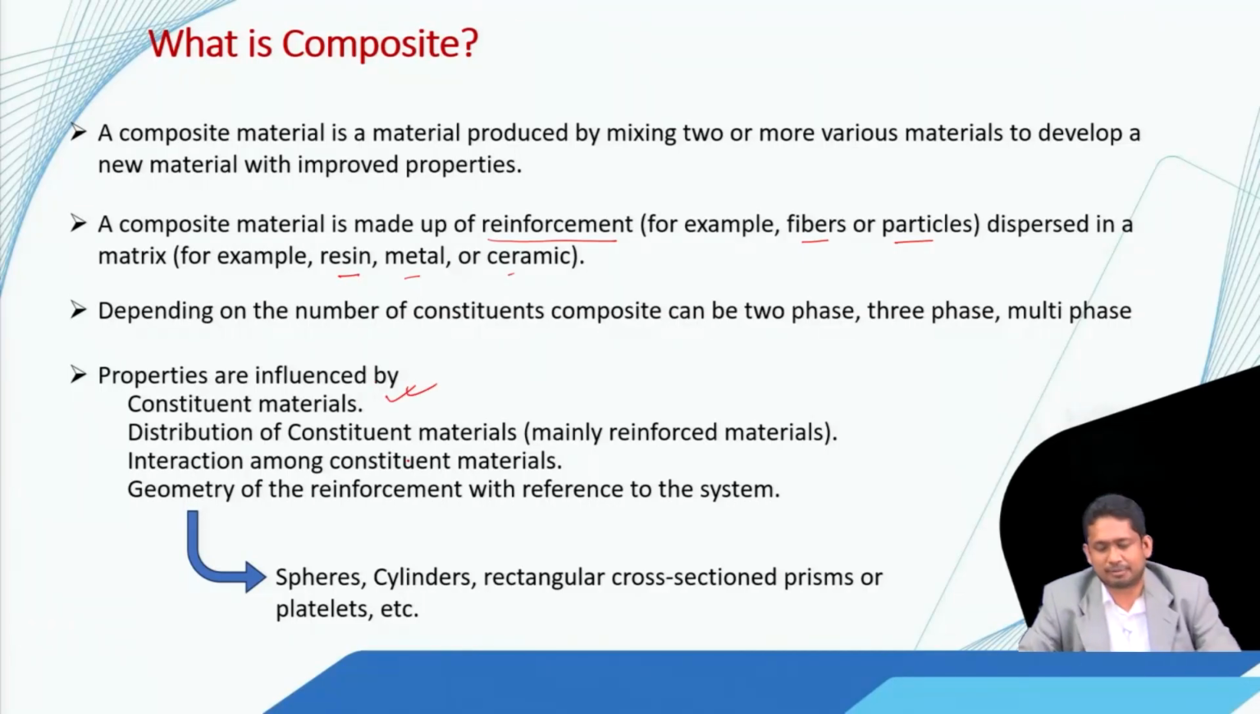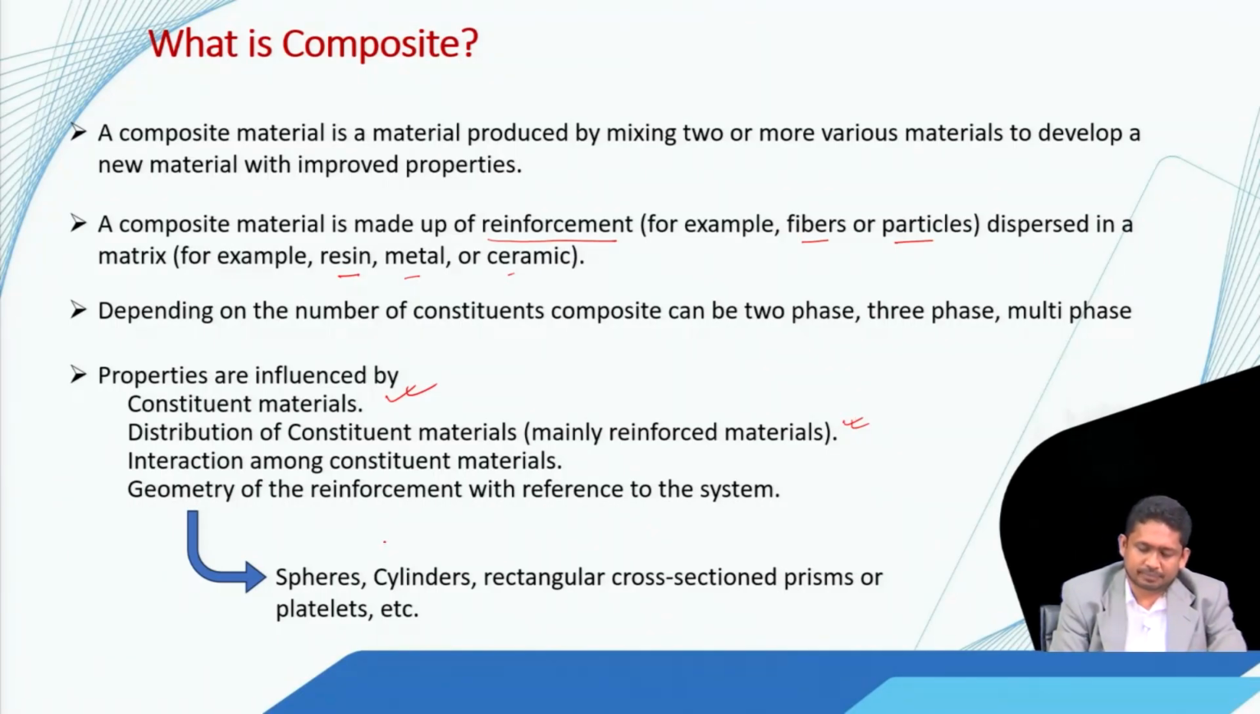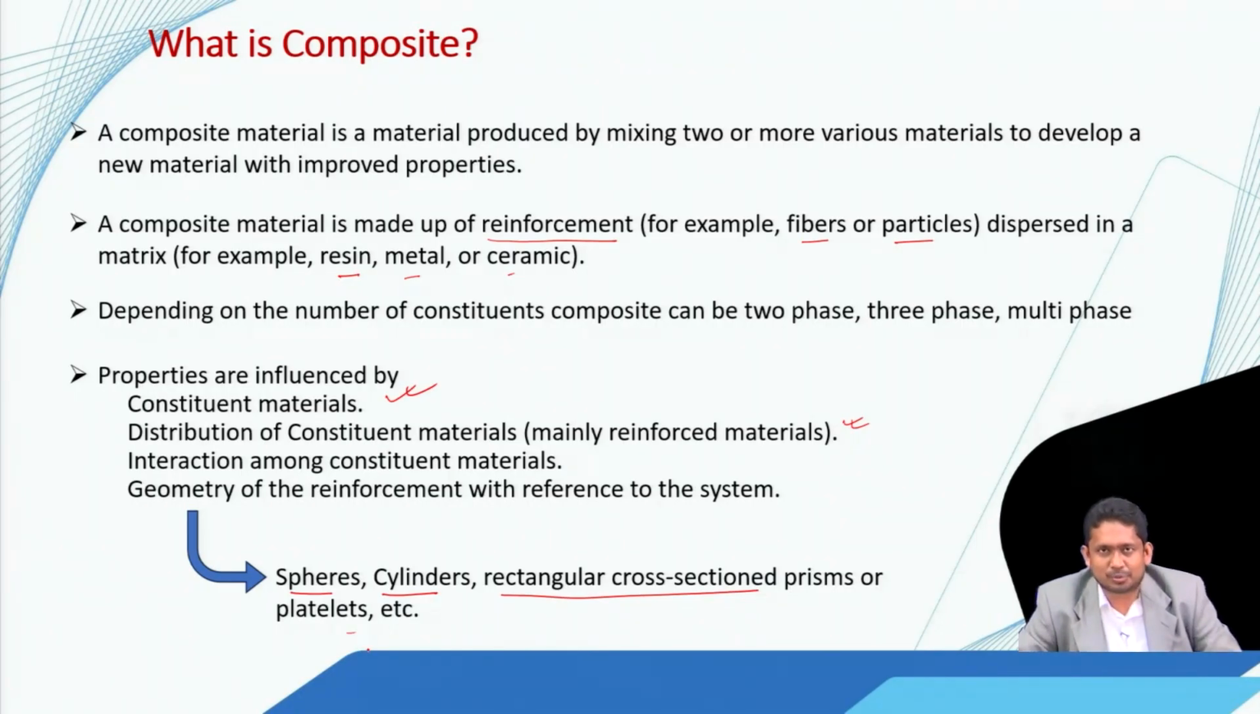So what reinforcement we choose, what matrix we choose, in what proportion we choose, how the reinforcement is distributed, how the matrix and fiber interact, and also the geometry of the reinforcement. This reinforcement can be spherical, cylindrical, have a rectangular cross section, and it can be in platelet forms also. So that also affects the properties of composites.